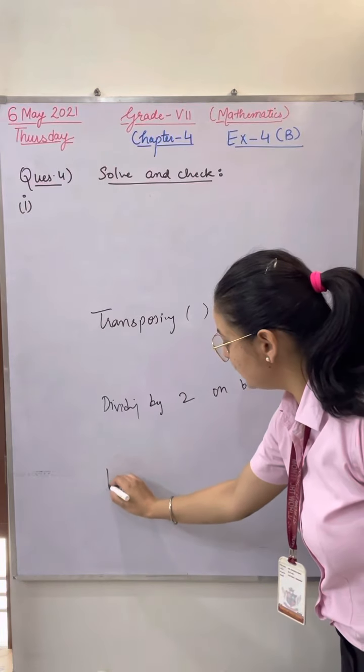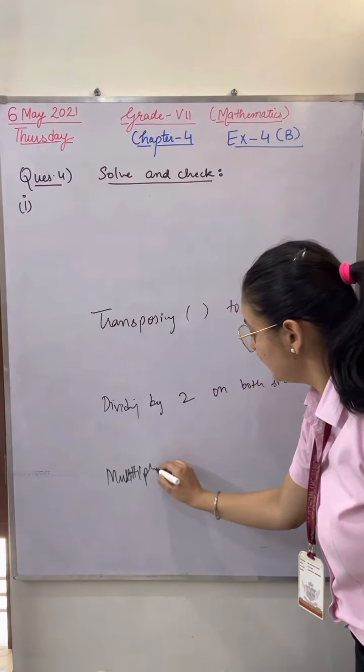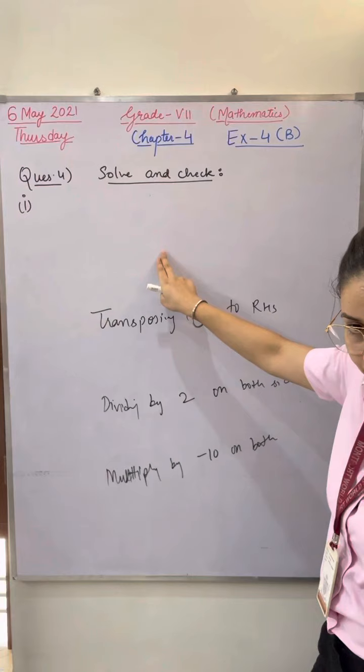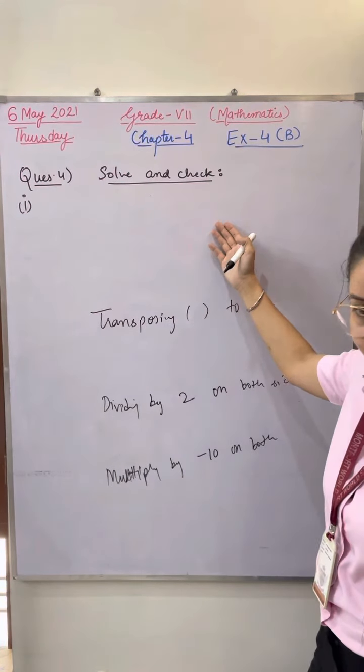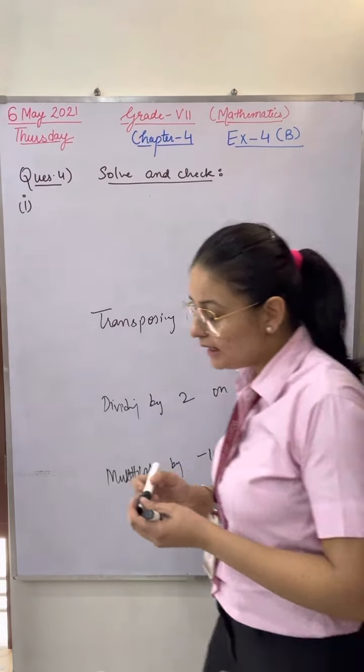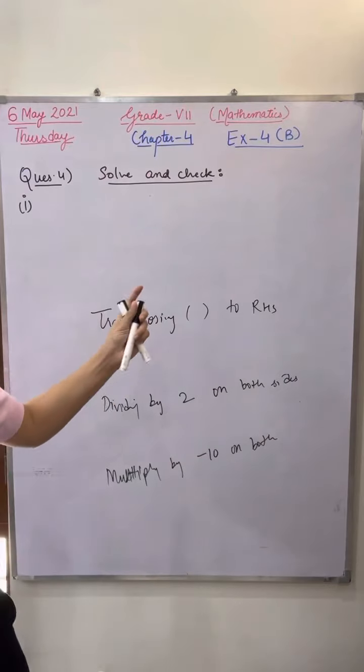Right? If you are multiplying, then mention multiplying, suppose by minus 10, on both sides. Write down the step and then go with the step and take out your answer. When your answer comes, you have to check your question. You have to put the value of x in the question and see if left hand side is equal to right hand side. If they are equal, then you can say that yes, this is a correct solution and hence we have verified the question.